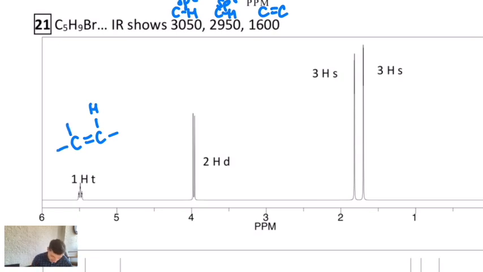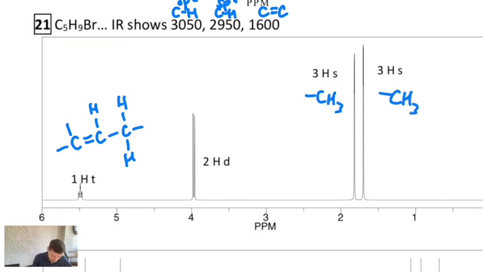And then what else do I see? I see a 2-hydrogen doublet. That means there's 2 hydrogens which see one other. Oh, like that one right there. So maybe there's a CH2 directly attached to the alkene that I just drew. That would make sense. Lastly, we have 2 3-hydrogen singlets. So I have a CH3 and a different CH3 somewhere.